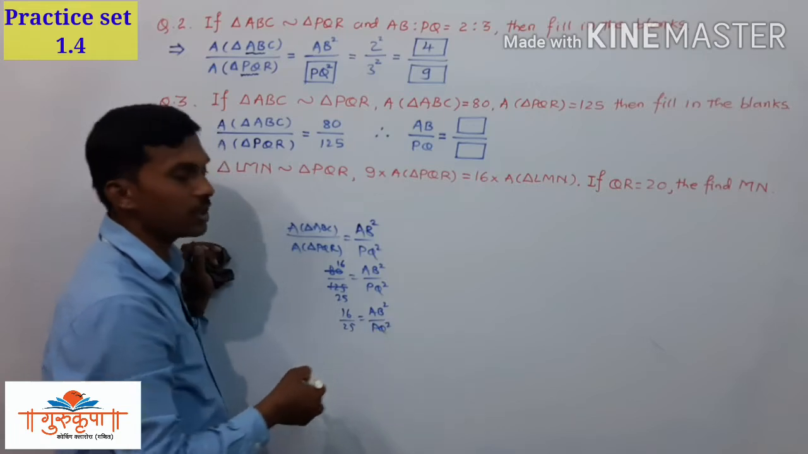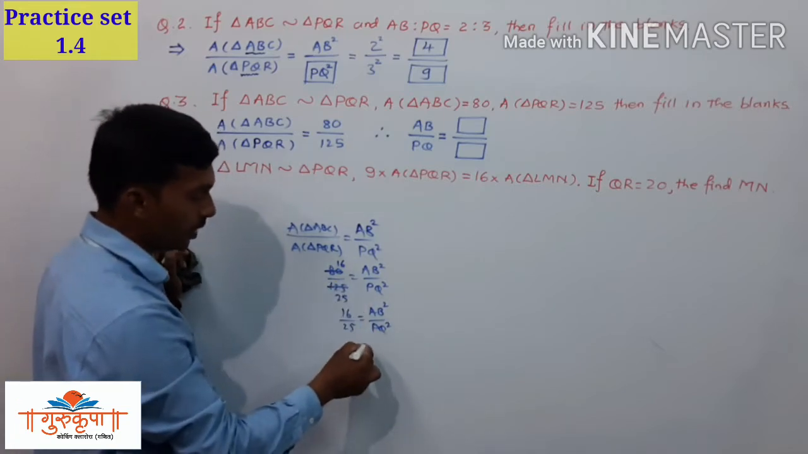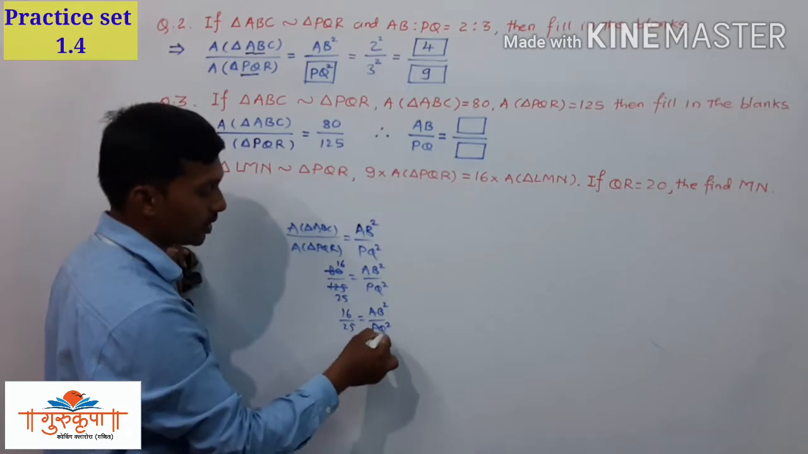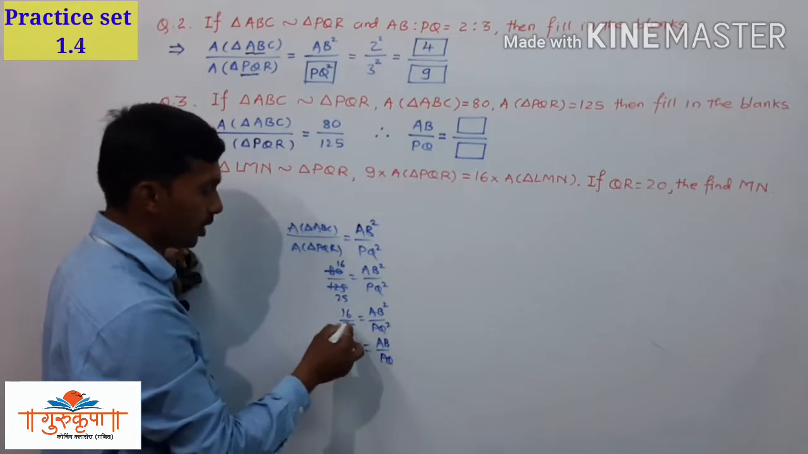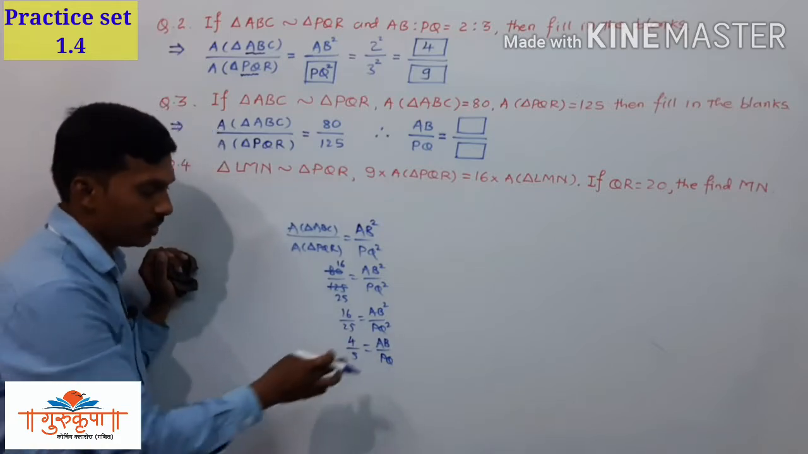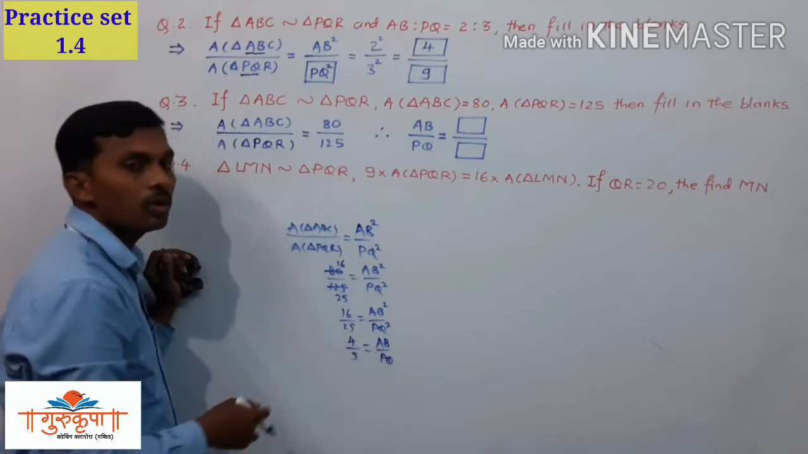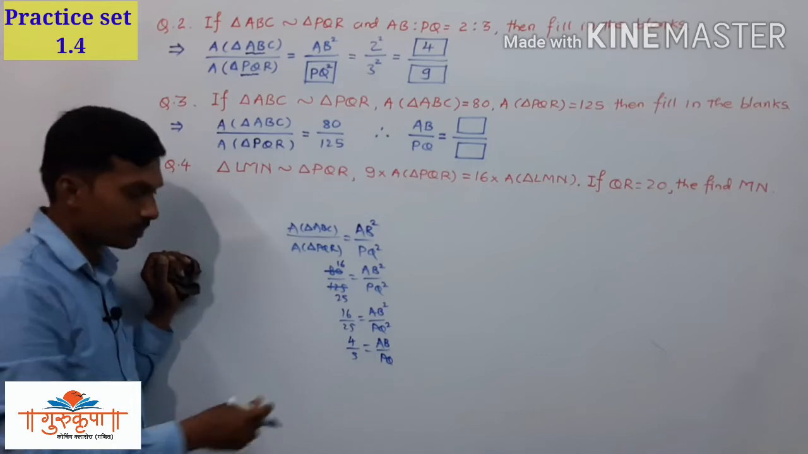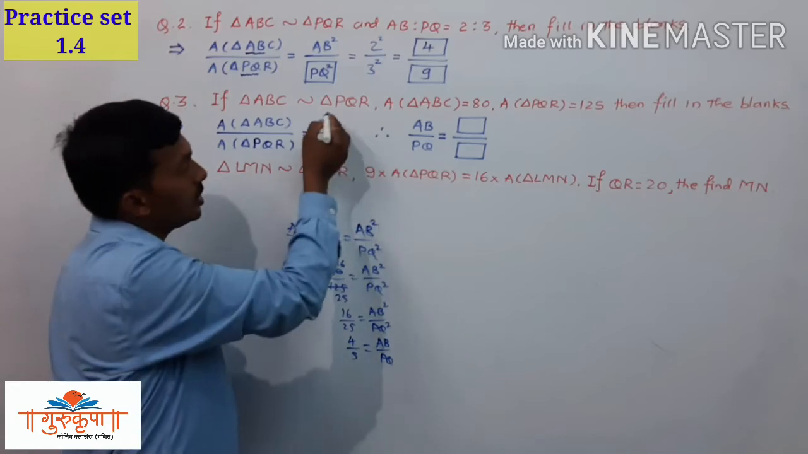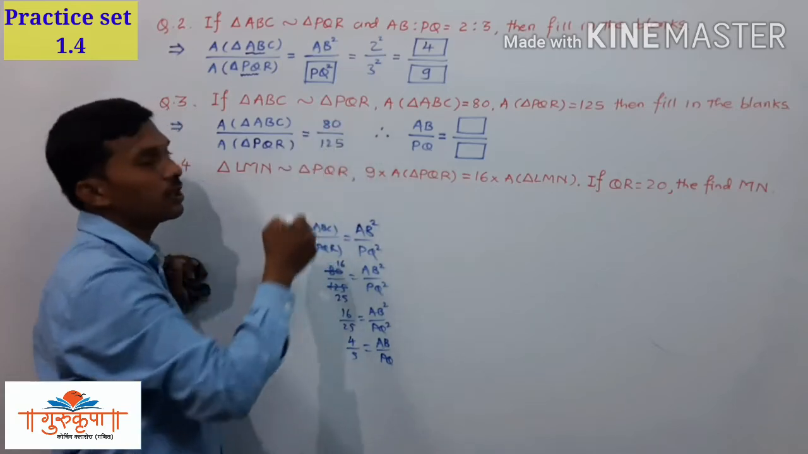And now we can take the square root of both the sides and we will get AB upon PQ. Square root of AB square is AB, square root of PQ square is PQ. Square root of 16 is 4 upon square root of 25 is 5. So AB upon PQ is equal to 4 upon 5. This is the ratio of their corresponding sides.